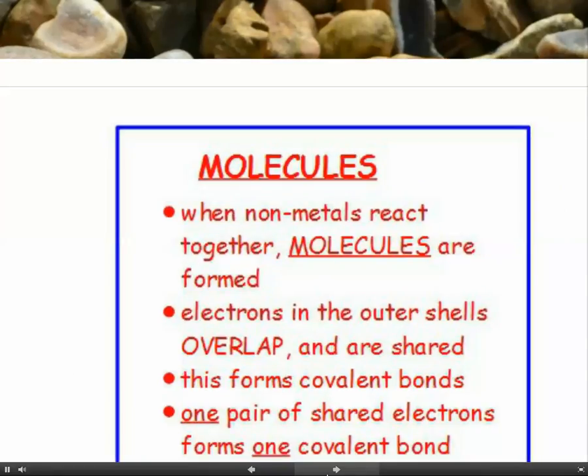Molecules. When two non-metals react together, molecules are formed. And molecules are formed when electrons in the outer shells overlap and are shared. This forms covalent bonds. There's no giving and taking of electrons, as in ionic bonds. It's sharing of electrons.